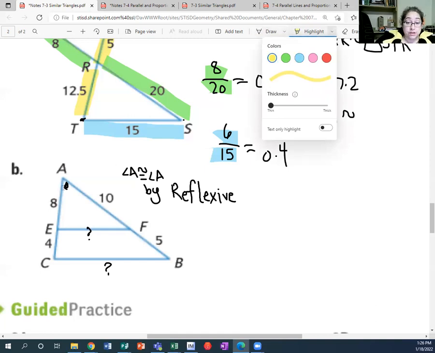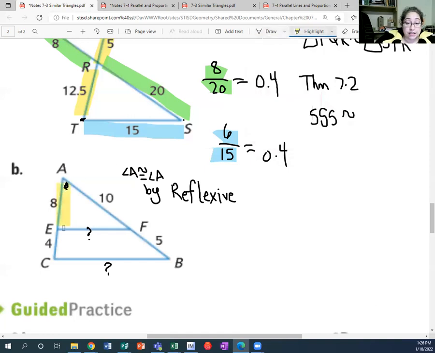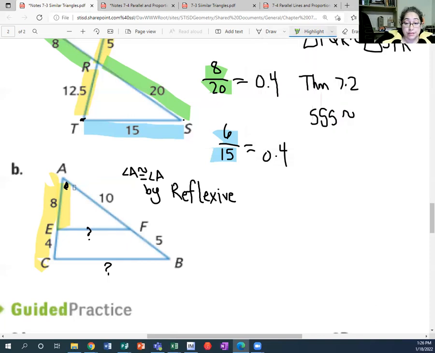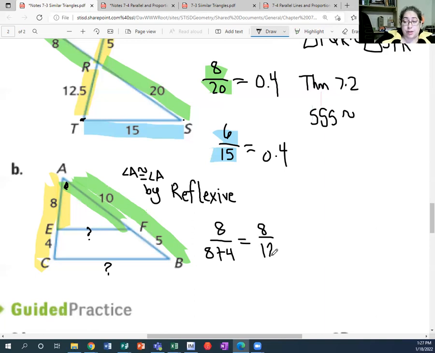All right, I'm gonna show this side as a fraction with this longer side. And I'm gonna do this side in a fraction with this longer side. All right, I'm gonna do the yellows first. The short side is 8. The longer side is 8 plus 4. What's 8 plus 4? 12. Why did I do 8 plus 4?